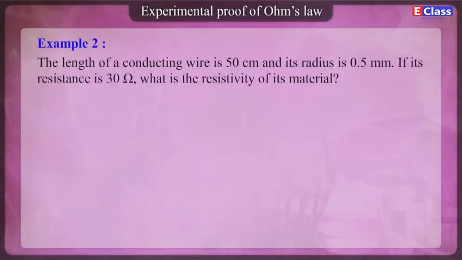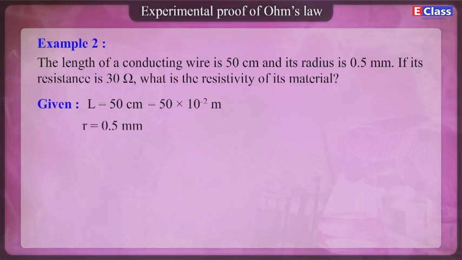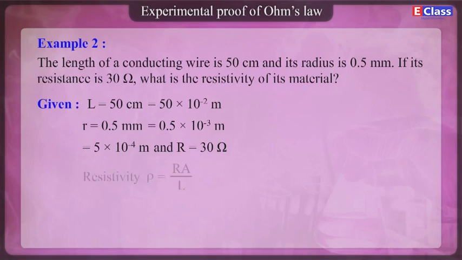Example 2. The length of a conducting wire is 50 centimeters and its radius is 0.5 millimeters. If its resistance is 30 ohm, what is the resistivity of its material? Given L is equal to 50 centimeters, which is equal to 50 multiplied by 10 raised to minus 2 meters. r is equal to 0.5 millimeters, which is equal to 0.5 multiplied by 10 raised to minus 3 meters, which is equal to 5 multiplied by 10 raised to minus 4 meters, and R is equal to 30 ohm.